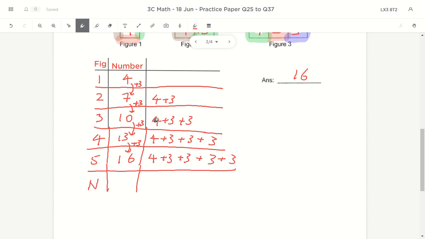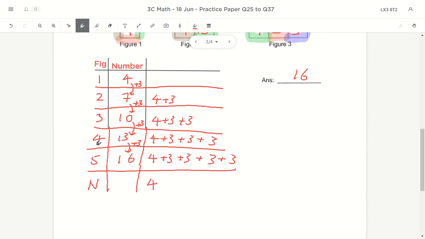Okay, how you do it is, first you must have the 4 here. Okay, and then let's see how many threes does it have. Figure 2, only 1 three. Figure 3, there are 2 sets of 3. Figure 4, there are 3 sets of 3. Figure 5, there's 1, 2, 3, 4 sets of 3. So you see that the number of sets of 3 is just 1 less than the figure number.